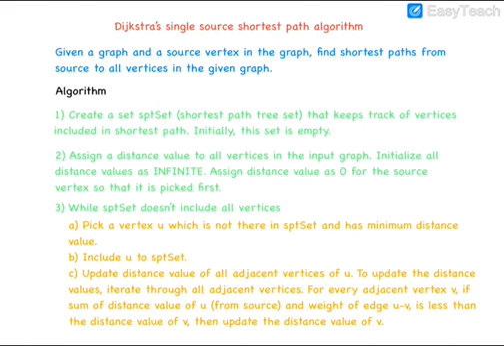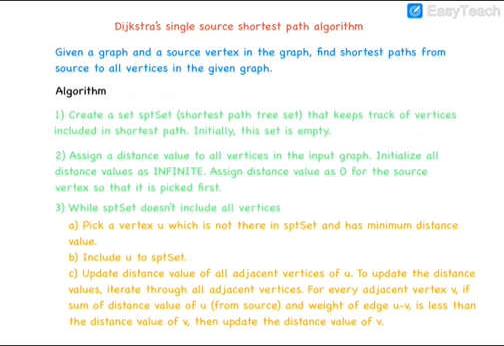Now the next step is we'll be including all the vertices in a repeated fashion. We'll be performing these steps, A, B, C, until all the vertices in the given graph are included in our shortest path tree set, that is the SPT set. So what we'll be doing is picking a vertex u which is not present in the SPT set and which has a minimum distance value, and we'll be including that vertex into the SPT set.